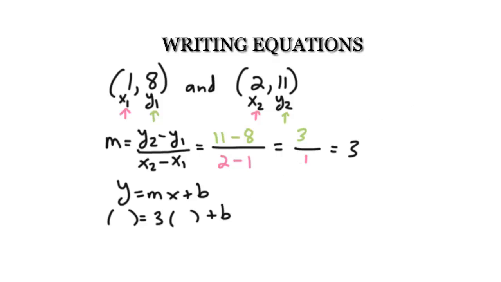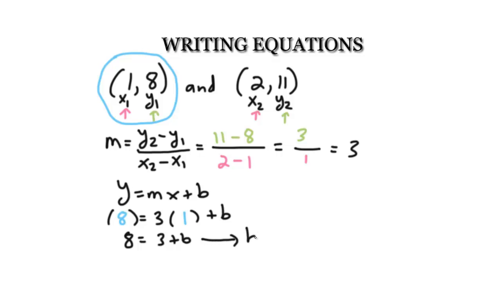So here we want to pick a point. You always want to pick the point that is easier to deal with. In this case, I'll go with the 1 and 8. I'll pick this one here. So this is the chosen one. The x is 1, that goes here, and the y is 8, so that goes here. So now I can just do out the math. So this is 8 equals 3 plus b, so that tells us that b is 5.